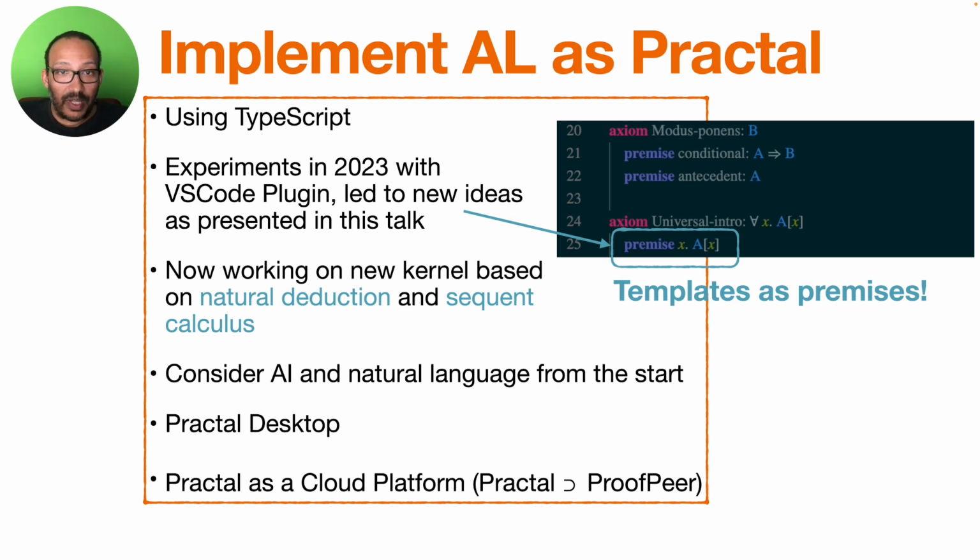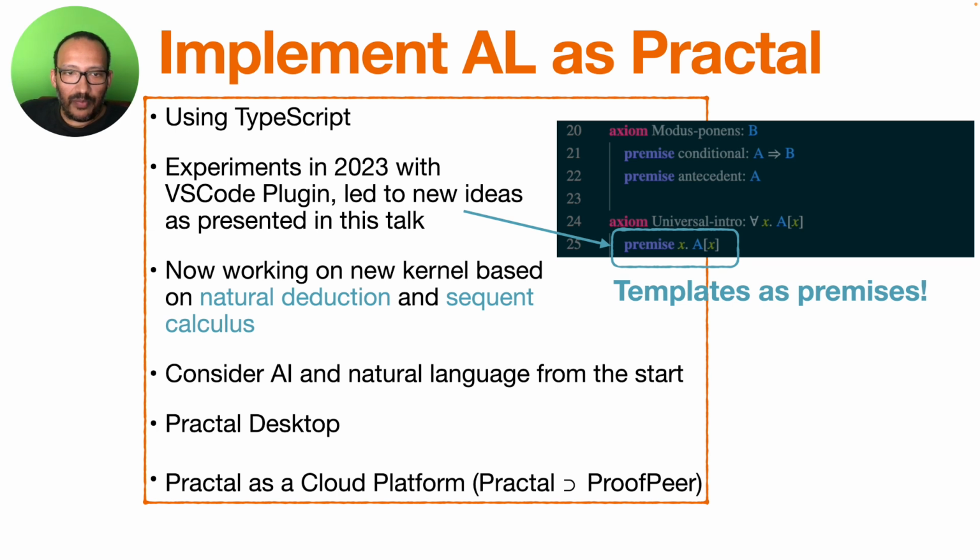And so in 2023 I did a first VS Code plugin that implemented a little bit of syntax and stuff for a former version of abstraction logic. And this is actually where the idea comes from that templates can be premises as well. Before that, I was focusing on terms, and I didn't really take templates seriously as part of the natural foundation of abstraction logic. But when I was building this plugin, I saw that templates are a really important cornerstone, and that inference rules are just axioms as well.